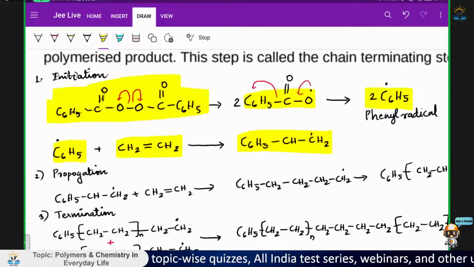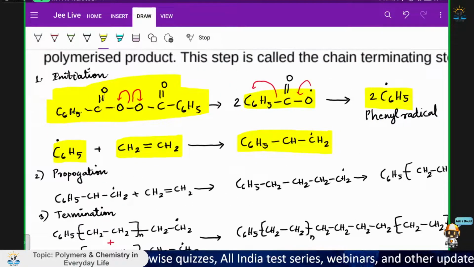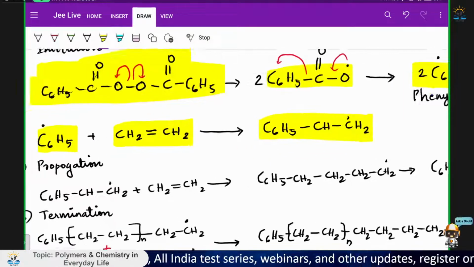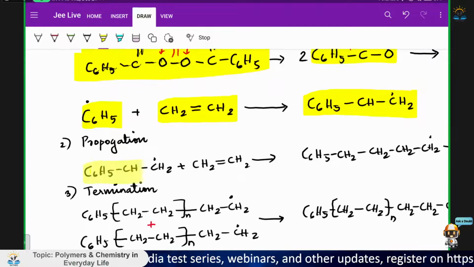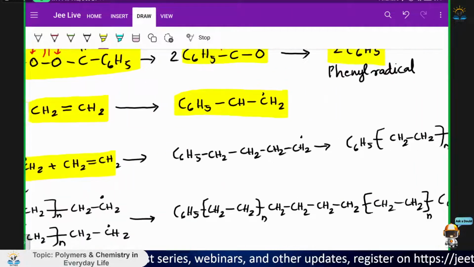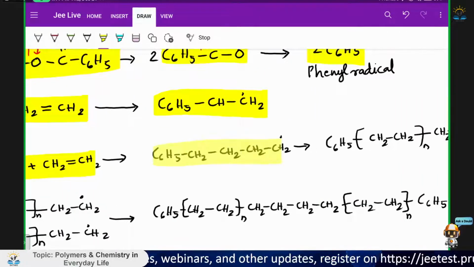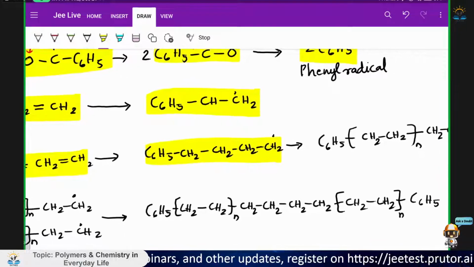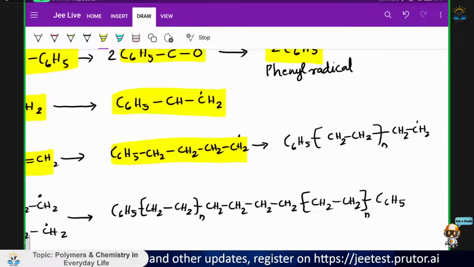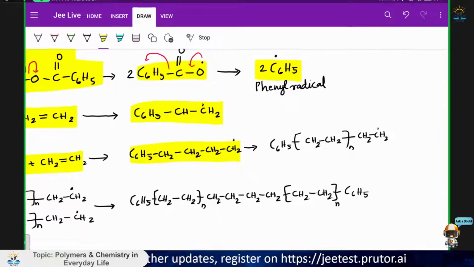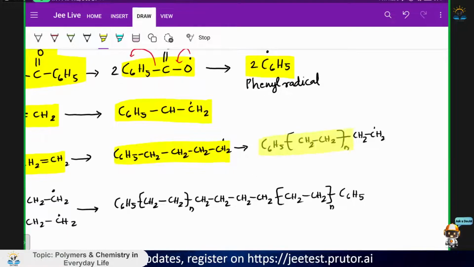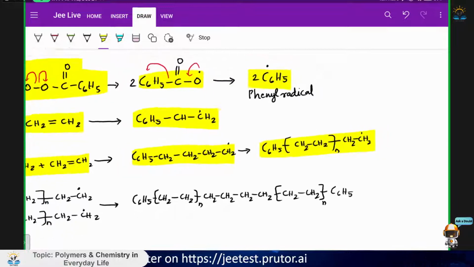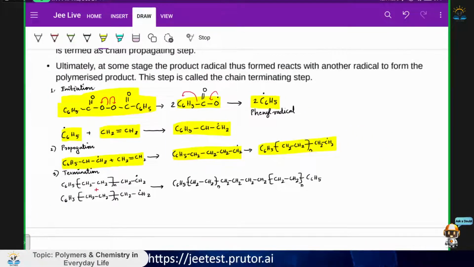Chain propagation step means we already got a radical here. This radical will go and react with another ethene molecule and form an even bigger free radical. It again will go and combine with n number of ethene molecules to form very large free radicals. So this step will go on until the next step, what is called as termination.